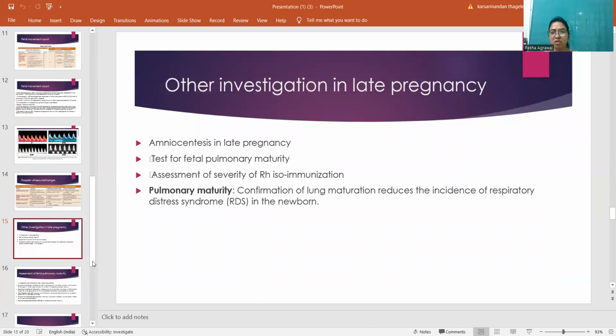In other investigations in late pregnancy, amniocentesis can be done. That will detect mainly congenital malformations, then test for fetal pulmonary maturity for delivery of the baby when we are in a dilemma, and assessment of severity of Rh isoimmunization, that is, how much the baby will be affected, the antibody level will show us. Pulmonary maturity confirmation of lung maturation reduces the incidence of respiratory distress syndrome in the newborn.